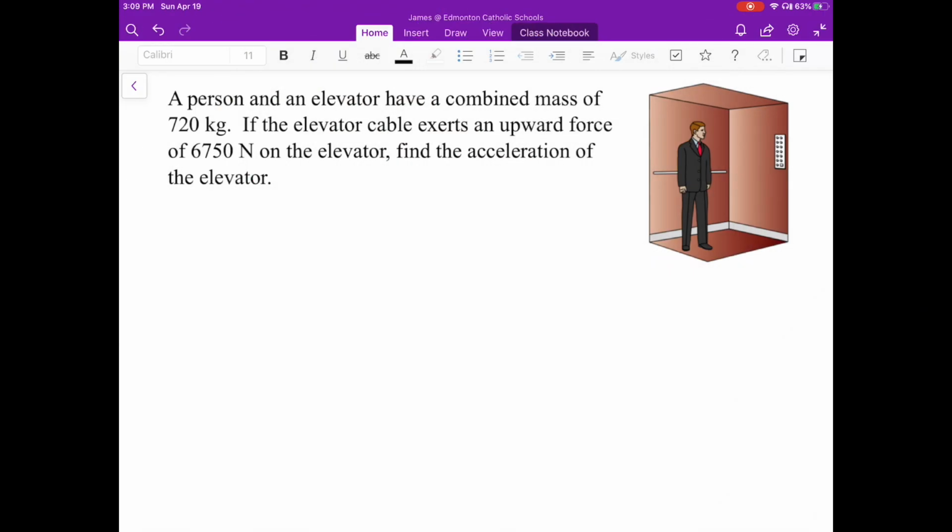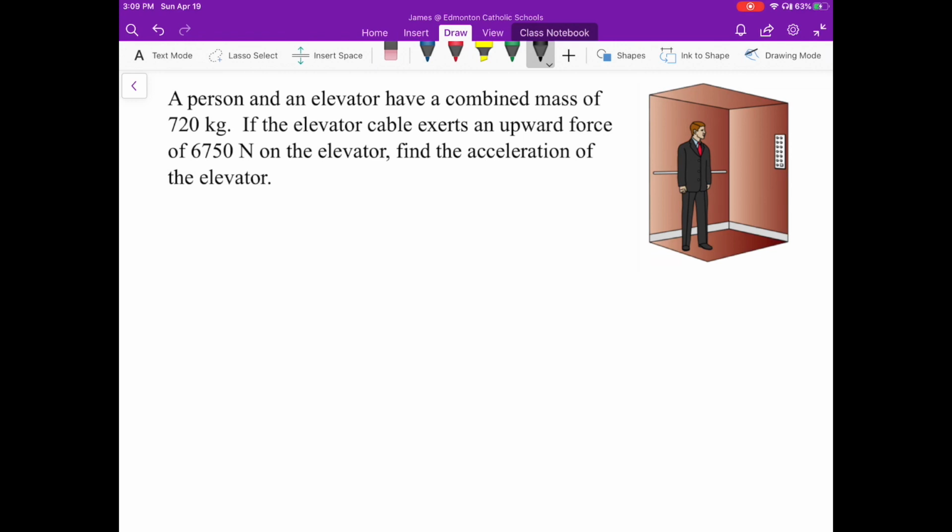Problem number 1. A person and an elevator have a combined mass of 720 kilograms. If the elevator cable exerts an upward force of 6,750 newtons on the elevator, find the acceleration of the elevator.